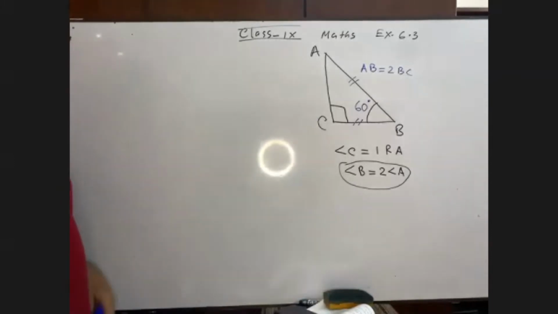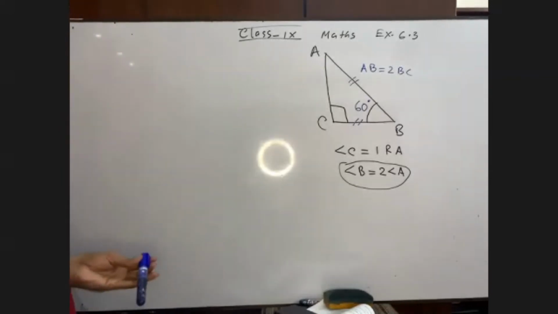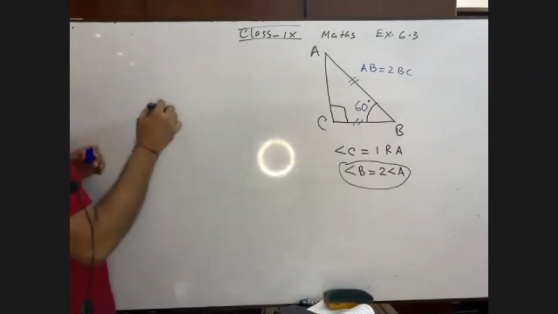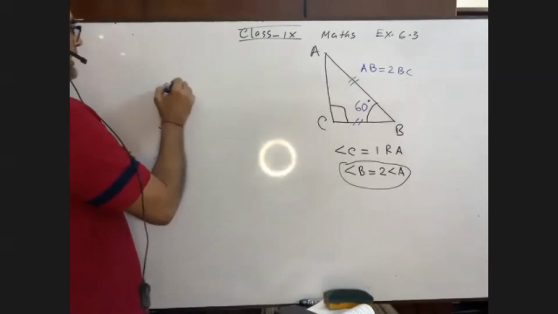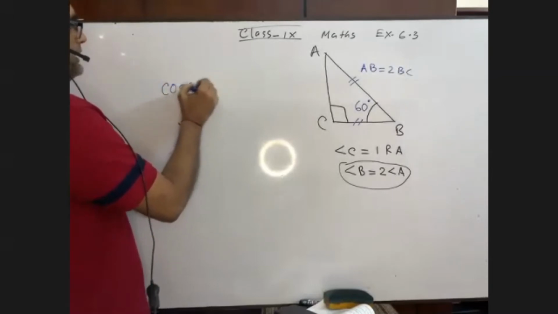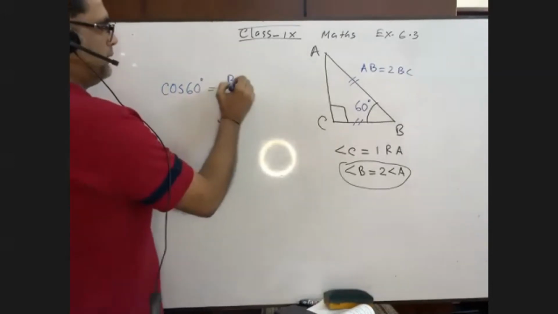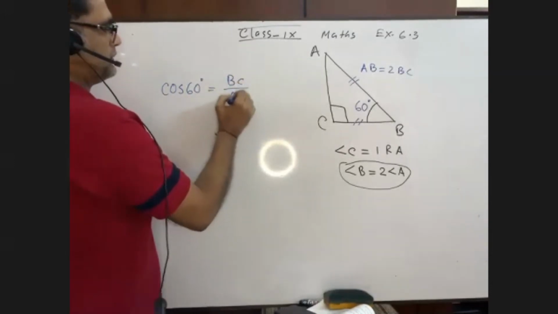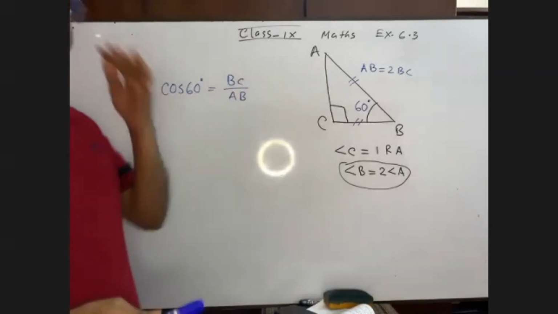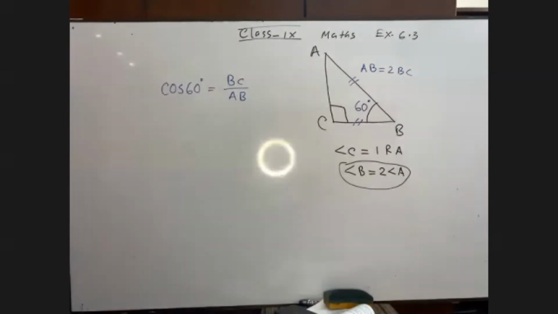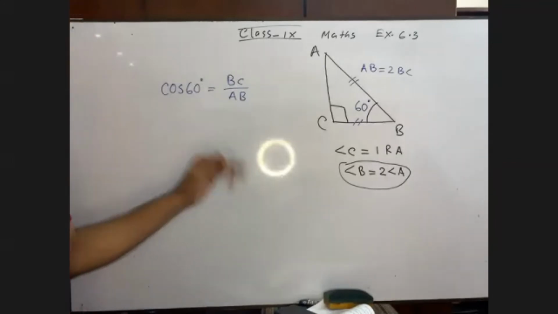In which trigonometric ratio do we have base and hypotenuse? Let me check. Cosine, right? Cosine 60 degrees is equal to base by hypotenuse. I think you should know. I repeat, cos theta equals base by hypotenuse.